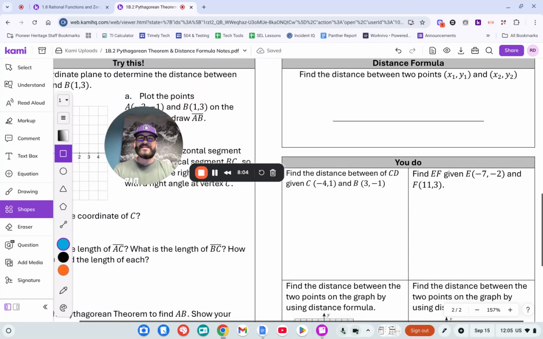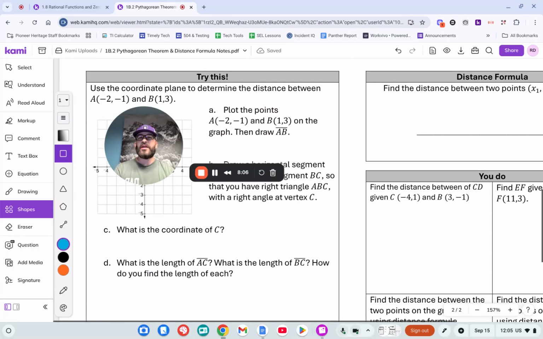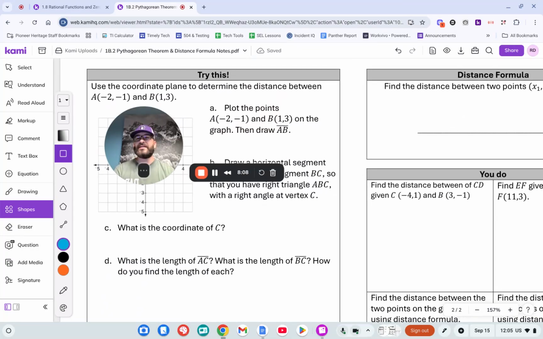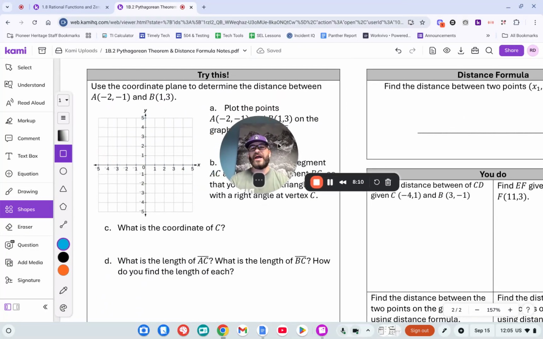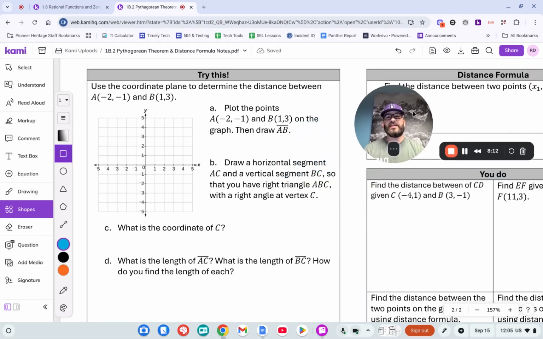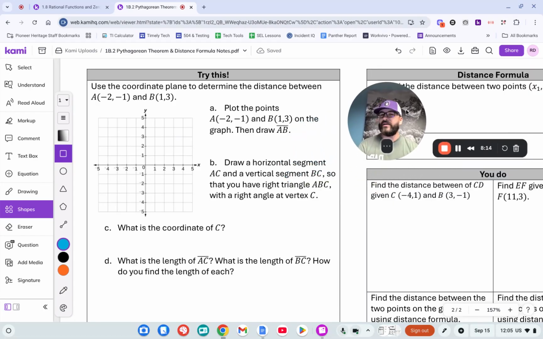All right, now let's see if we can apply this Pythagorean theorem maybe in something a little bit different. So I want you to try this section over here on the left. So we're going to use the coordinate plane to determine the distance between the points A, which is at -2, -1, and B, which is at point 1, 3. Okay, now remember, those are x, y points. And now that we're plotting them on the coordinate plane, we do have to follow our cardinal directions.